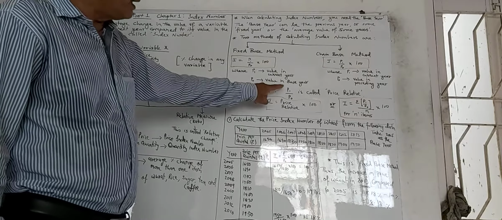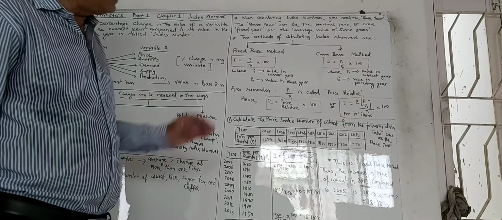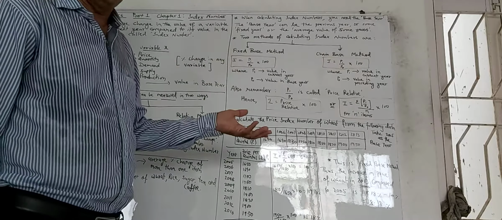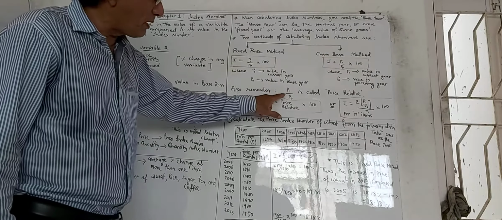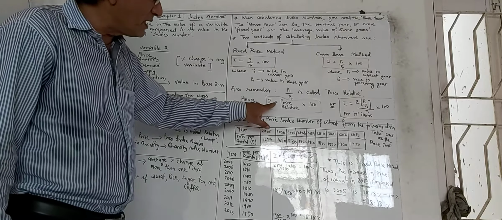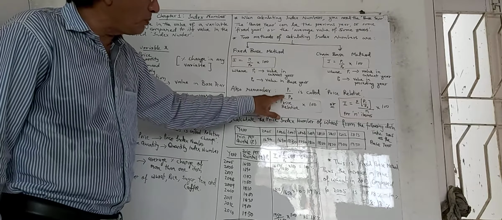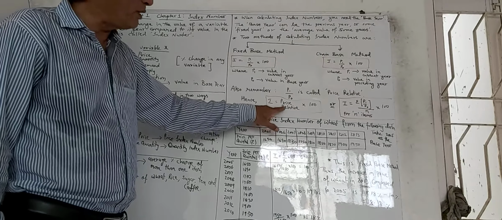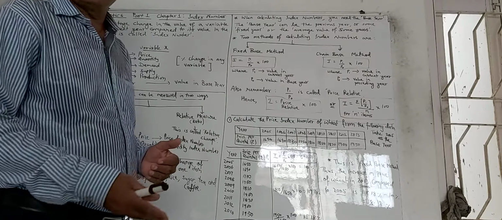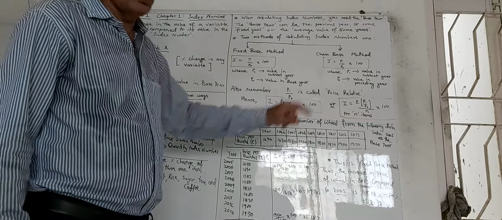Also remember that P1 upon P0 is called price relative. And therefore index number is percentage change. So if you multiply P1 upon P0 by 100, you get index number. In other words, index number is equal to price relative into 100 because P1 upon P0 is price relative. And when you multiply it by 100, you get percentage change. And that's why index number I is also price relative into 100.